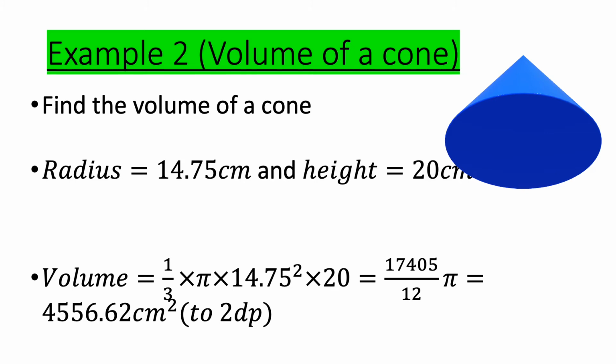So I get 17,405 over 12 pi centimeters cubed. And then the answer is 4,556.62 centimeters cubed to 2 decimal places. So that is how to work out the volume of a cone.